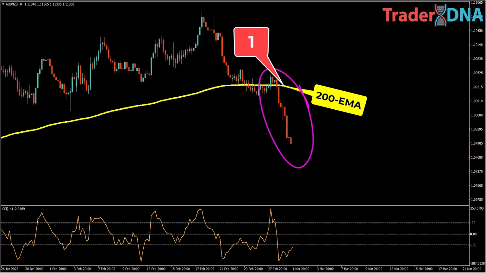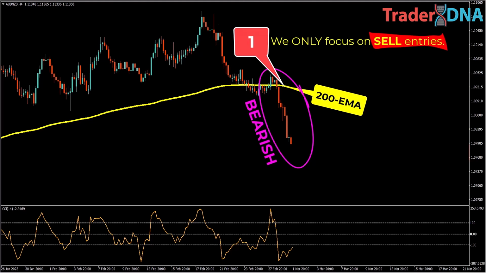And what does it mean? Simple. The market trend here is bearish, and when the trend is bearish, we only focus on sell trades. Forget buy setups, they're off the table. The only direction that matters right now is down.